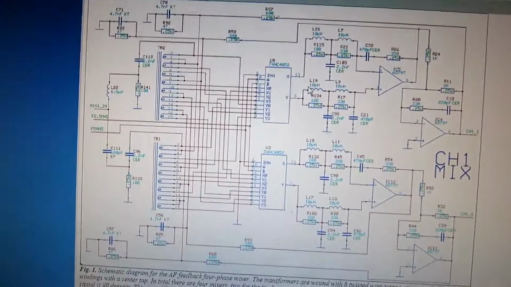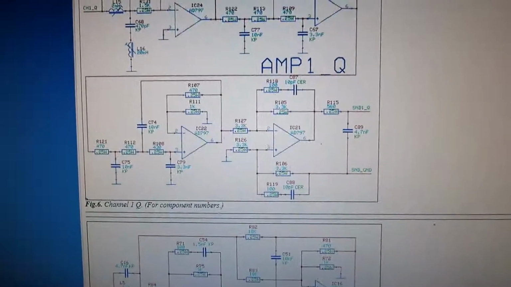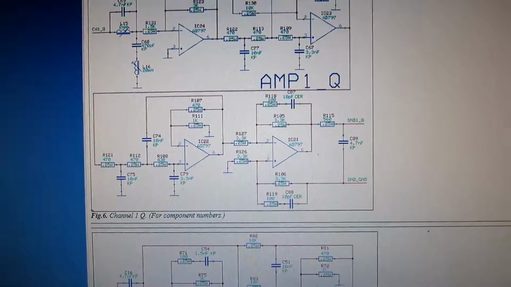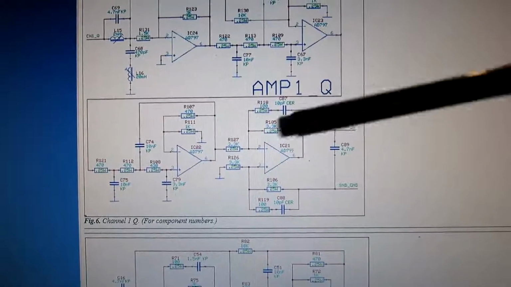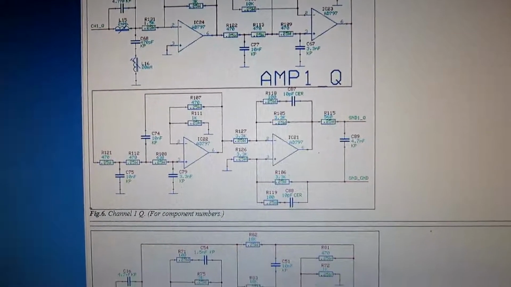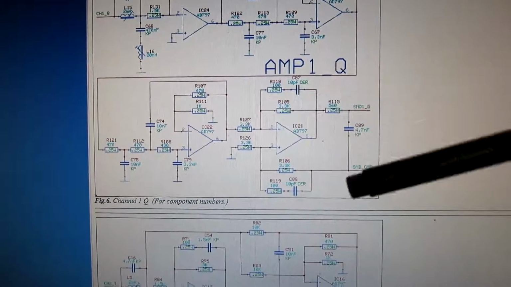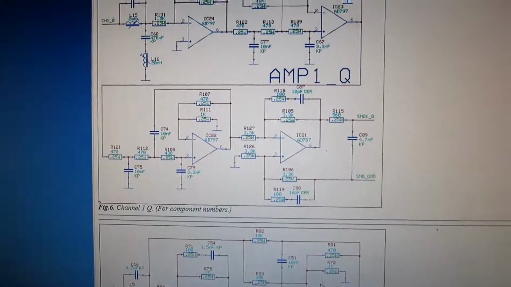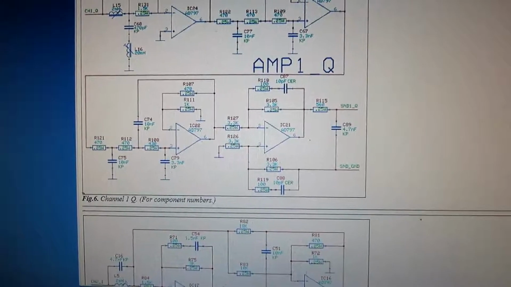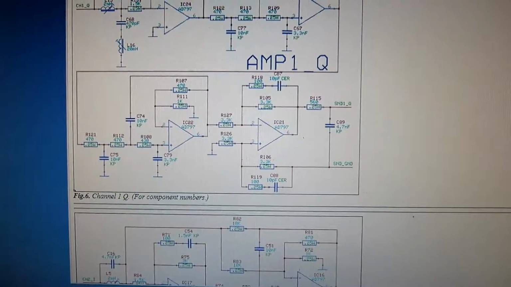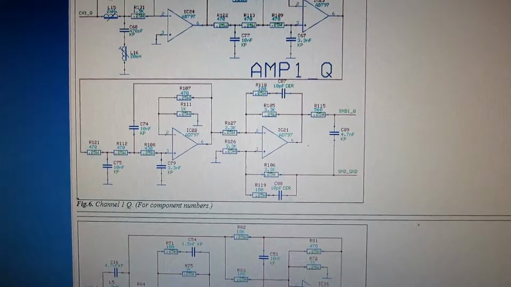And I have also reduced the impedances on the output amplifier. These resistors are 3.3 kilo ohms. There are four of them. One, two, three, and four. I changed them all to 560 ohms. And that reduces the noise by something like 1.5 dB.